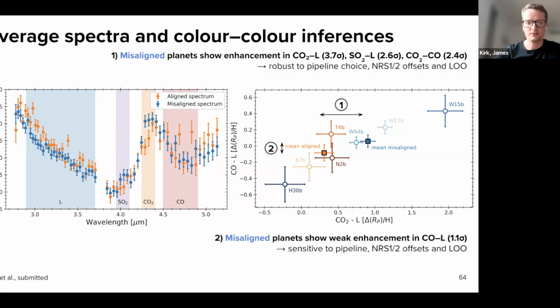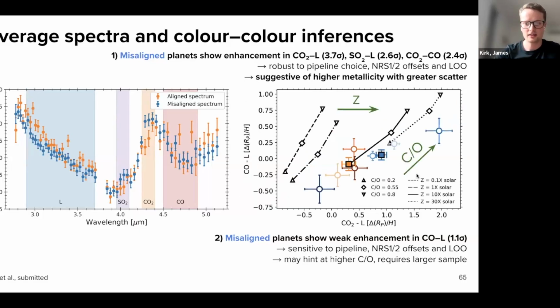So what do these colors mean for potential compositional differences? Well, we can add colors based on chemical equilibrium forward models to this color space in these black lines now on the right-hand side, with varying metallicity and C/O ratio. Essentially, as you increase in metallicity, you move to the right on this color space as you add relatively more CO2 absorption feature strength relative to water. And as you increase in C/O, you move diagonally to the upper right.